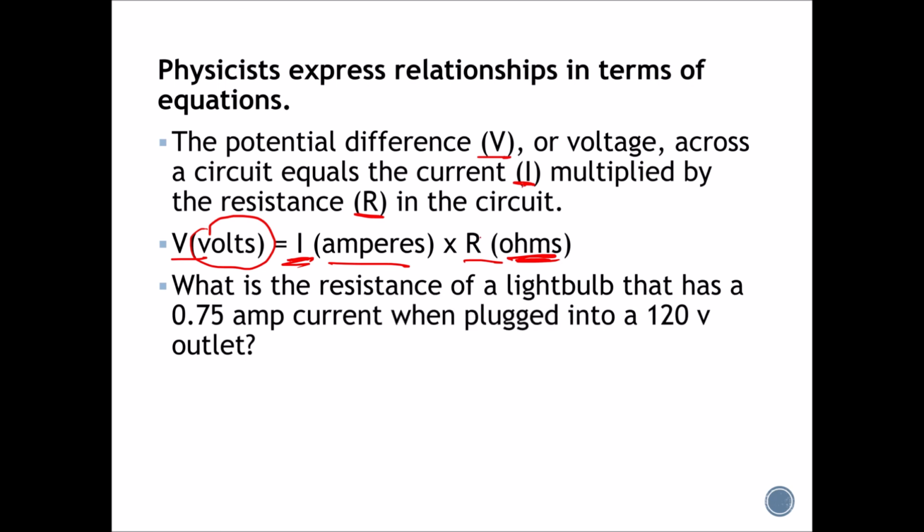What is the resistance of a light bulb? So in solving a problem, you'll start by identifying what is the unknown. What is the resistance of a light bulb that has a 0.75 amp current when plugged into a 120 volt outlet? You'll also identify your knowns or given variables in order to solve the problem. So just a sample of calculations in physics before we learn these skills that you need to do these math problems. We will break down a problem into knowns and unknowns.